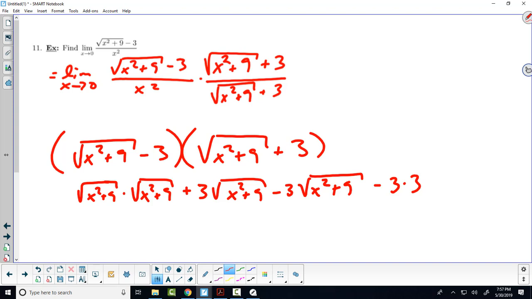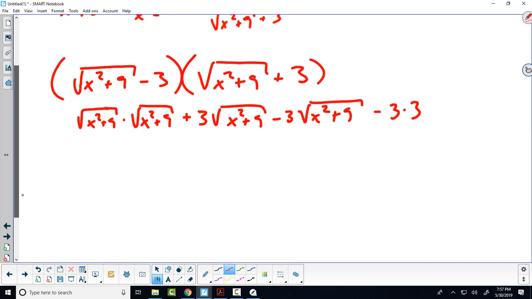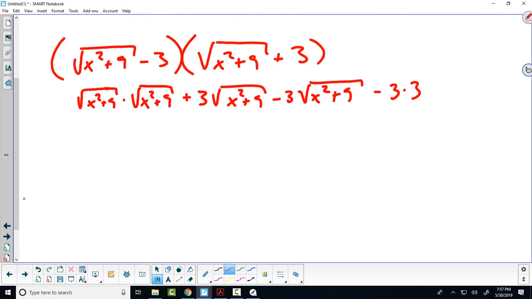Why on earth did I do this? I did it for 2 reasons. One, I wanted to get rid of the square root. I wanted to get rid of the square root. What is the square root of something times the square root of that same expression? It is just that expression. So this leaves me with x squared plus 9 right there for simplifying this expression. Any questions on that?